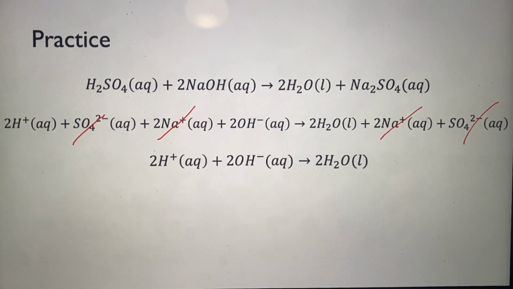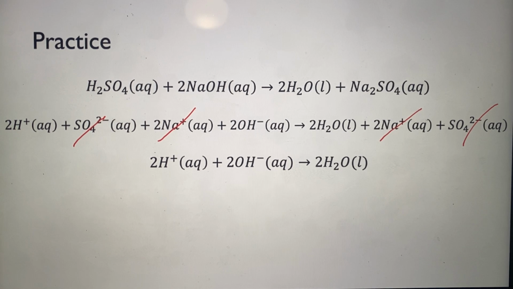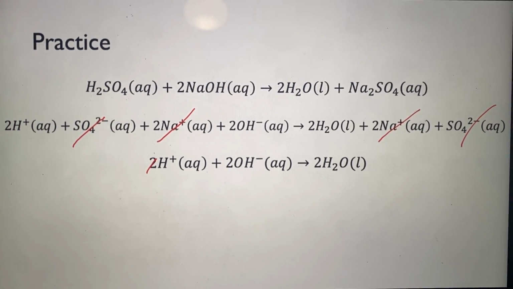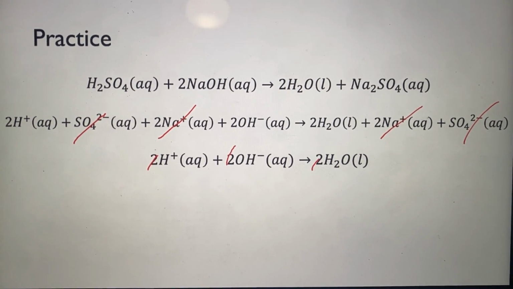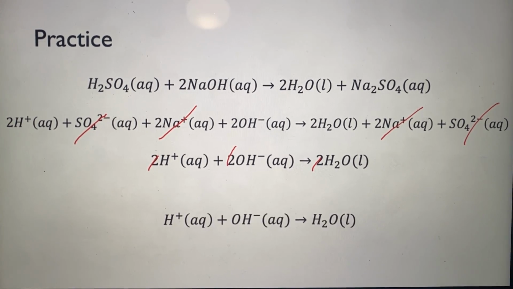Now we can be left with our ionic equation. But in this case, we can actually cancel out the 2's in the front because all of them have a 2 coefficient in the front. So that will leave you with your final ionic equation.